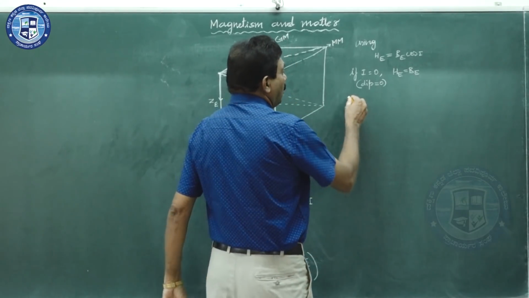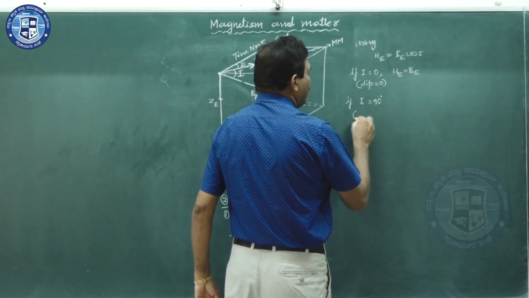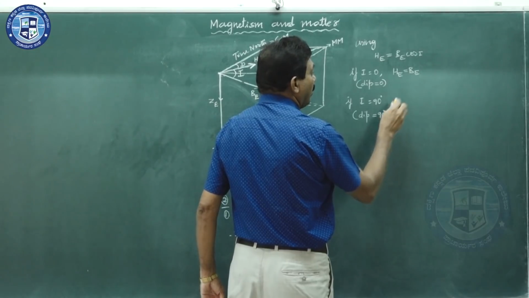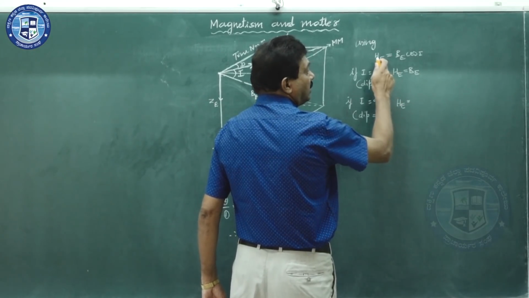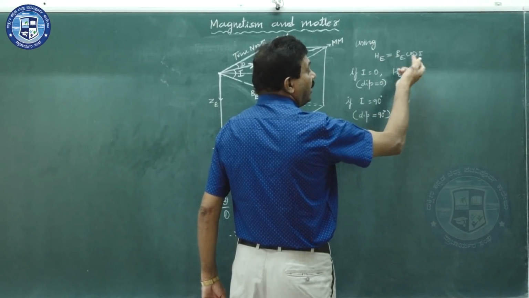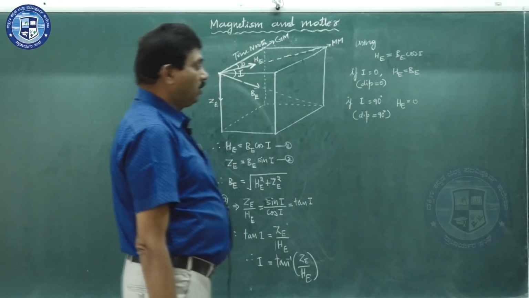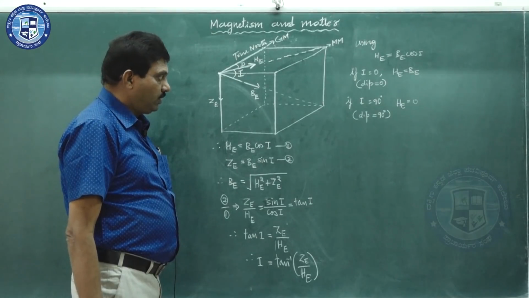Okay. Now, if I is equal to 90 degrees, meaning magnetic dip is equal to 90 degrees, then what is HE? It is cos 90, therefore HE will be equal to 0, because cos 90 is 0. So, this is one of the observations.